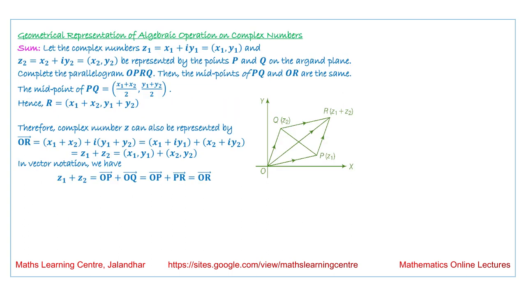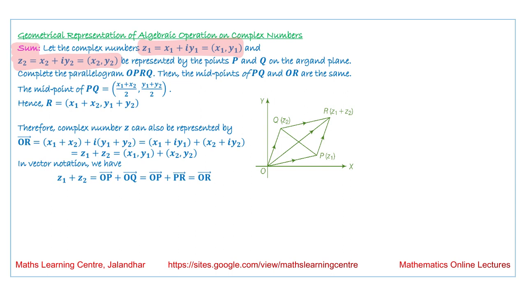Now we are going to talk about the geometric representation of algebraic operations on complex numbers. The first operation is the sum of two complex numbers. Suppose we have two complex numbers: z1, which is x1 plus iota y1, and z2, which is x2 plus iota y2.